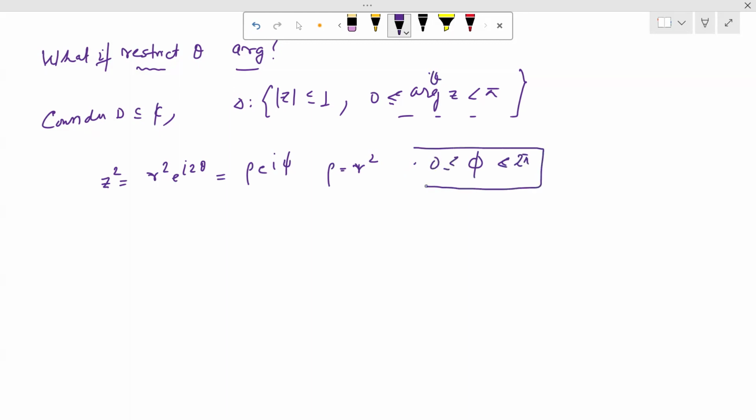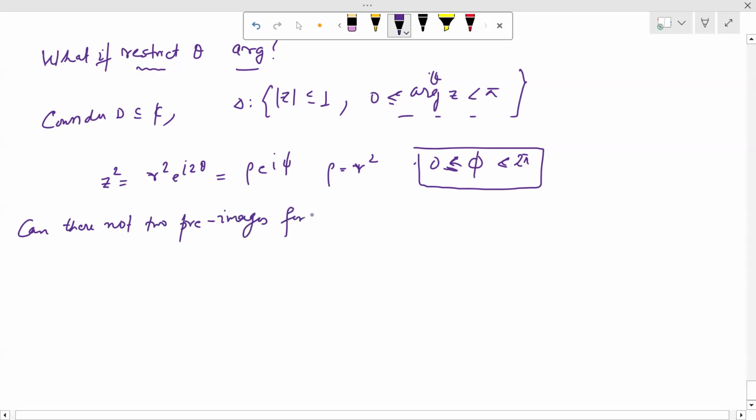Now no value can be repeated. Every value would come only once. Now the question arises, if I want to prove it, can there not be two pre-images for z square?